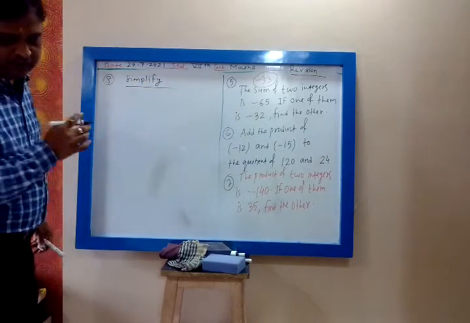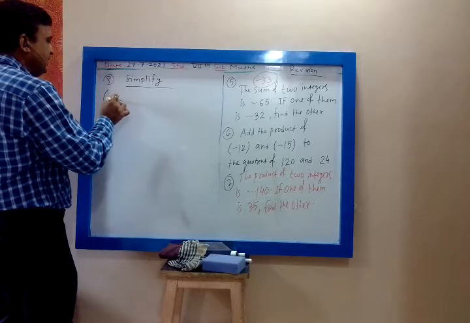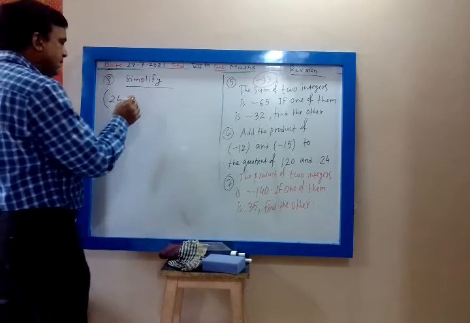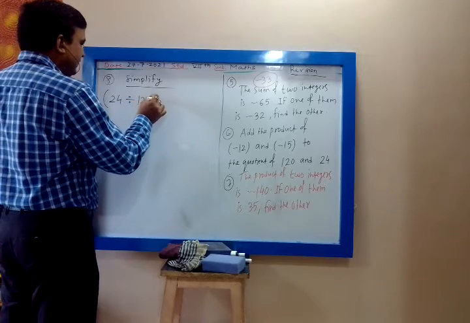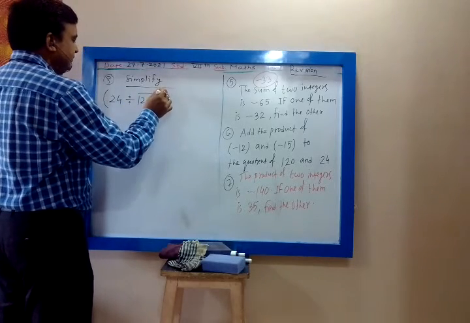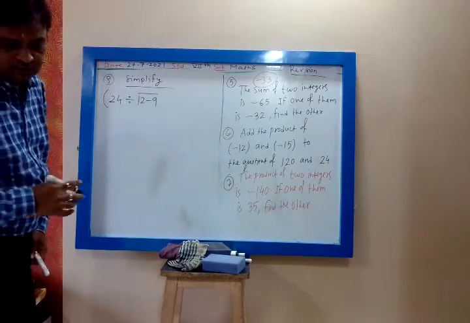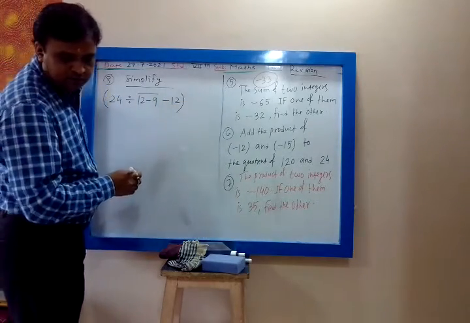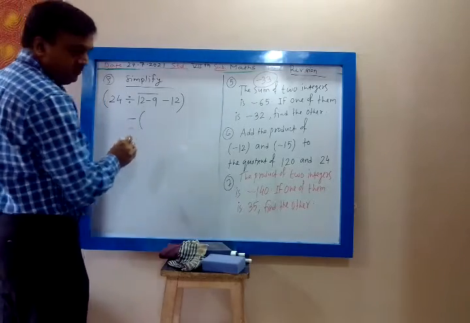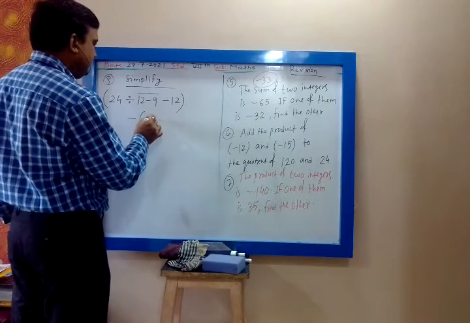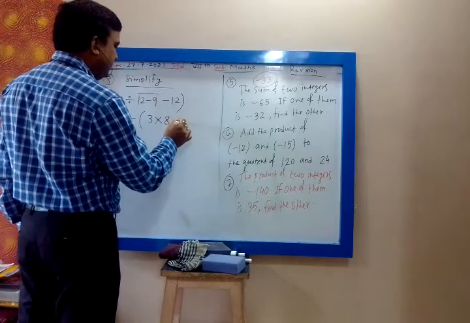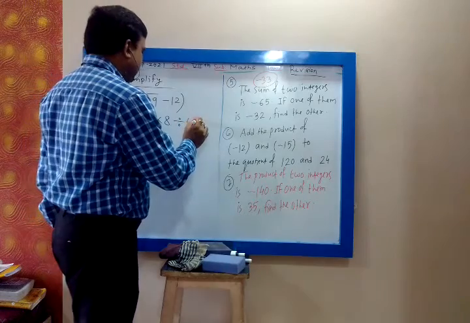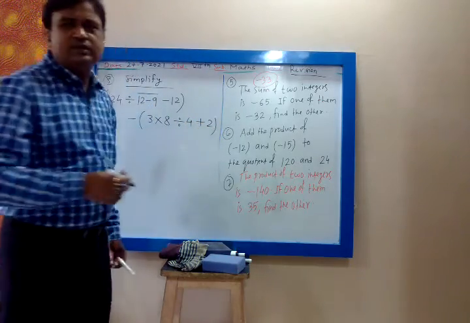We have seen the vinculum bracket also, so that you can take care. 24 divided by 12 minus 9. Then the vinculum is there over that. Do not forget. Minus 12, minus another bracket, 3 into 8 divided by 4 plus.